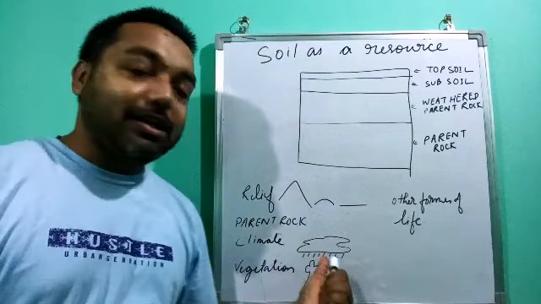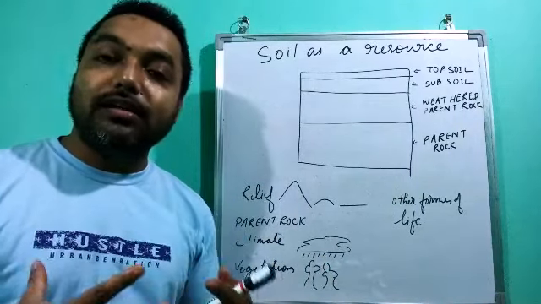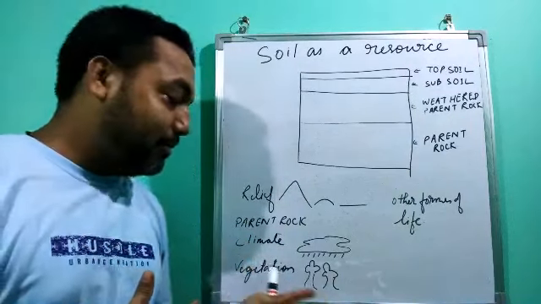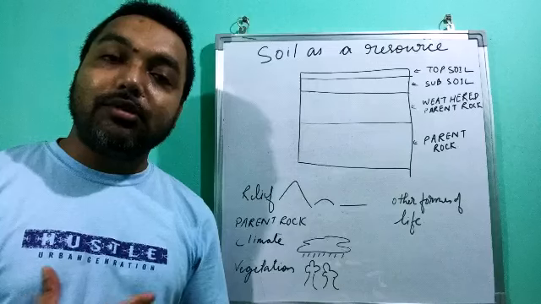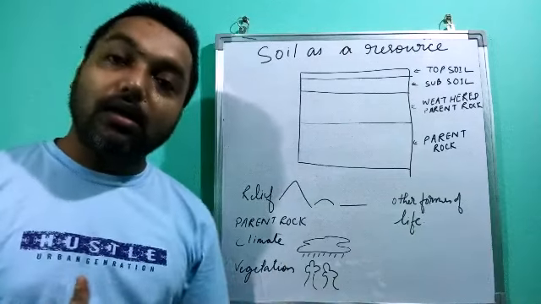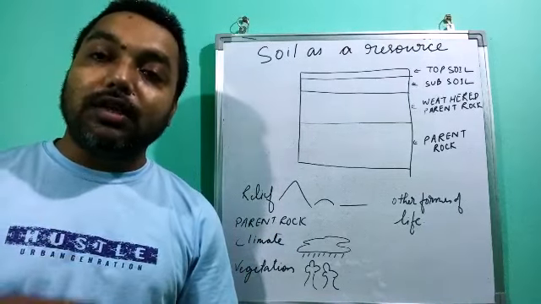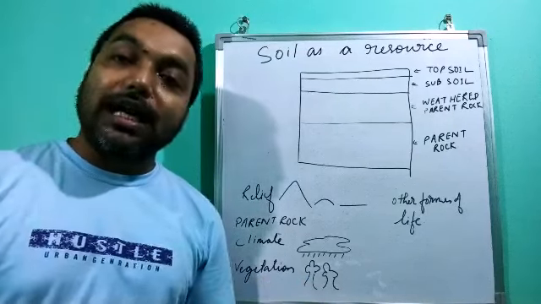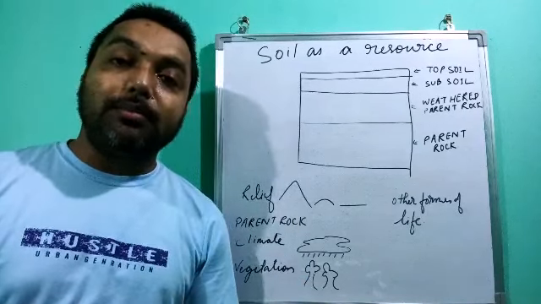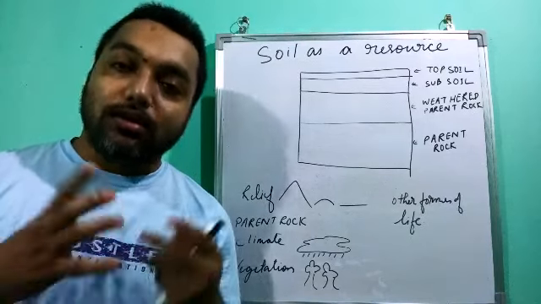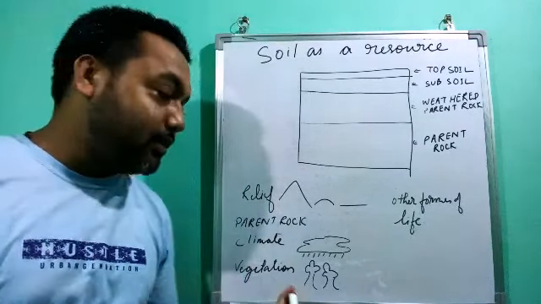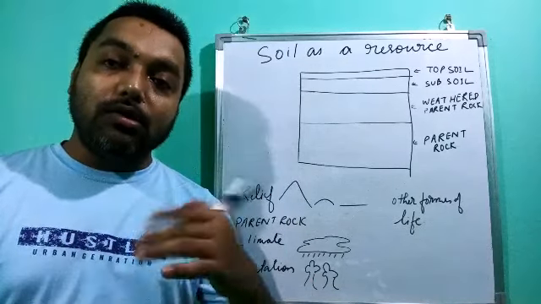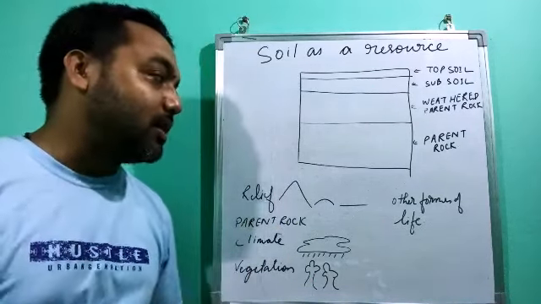Next is climate, whether the climate is very rainy or dry or whatever it may be. Based on that, the speed and type of soil that will be formed will be different. Next is vegetation, the type of trees, plants, creepers, etc. found. Based on that also, it will determine what type of soil will be found there, the speed of soil formation, etc.